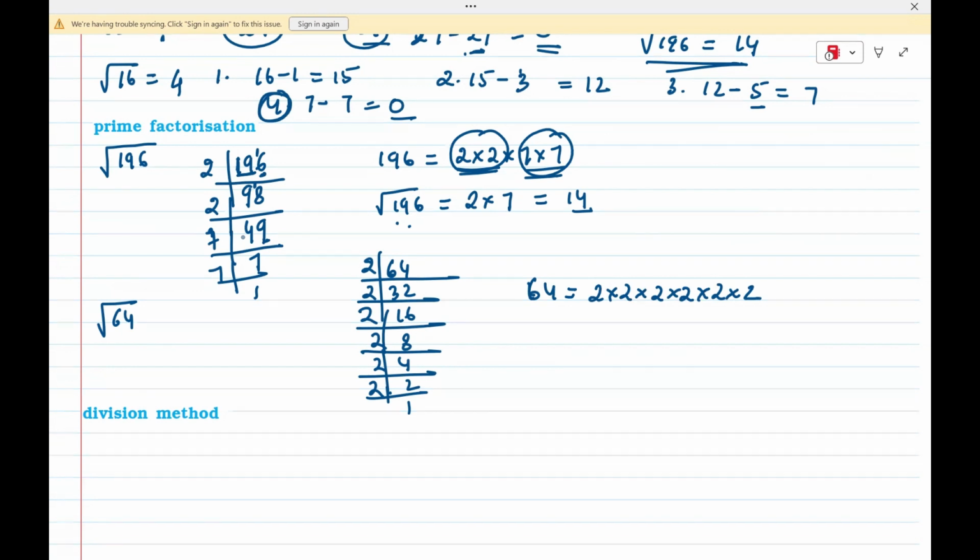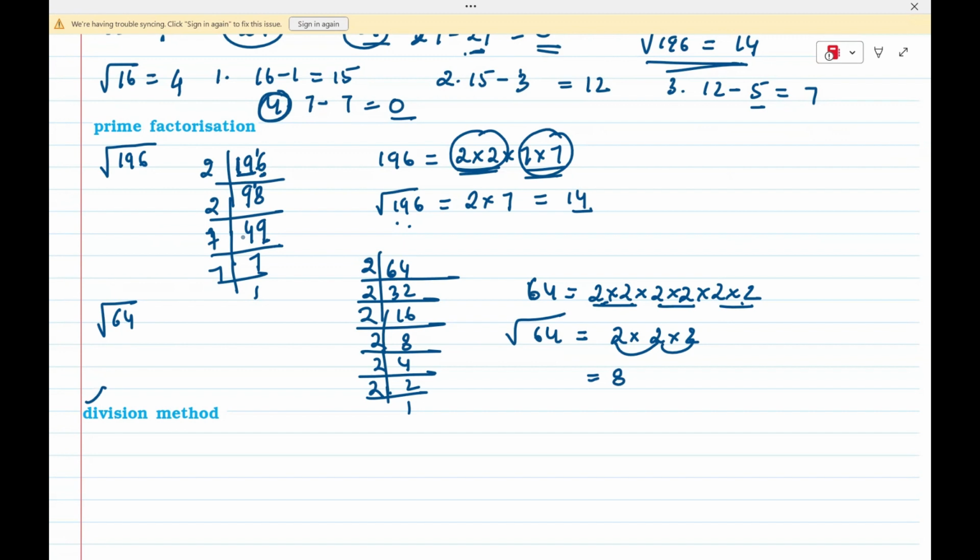Then I have to do what? I have to pair the numbers. 1 pair, 2 pair, and 3 pair. When we need to calculate a square root, out of each pair, I need to take 1. So from here 1, from the second pair 1, and from the third pair 1. 2 2s are 4, 4 2s are 8. Meaning the square root of 64 is 8.